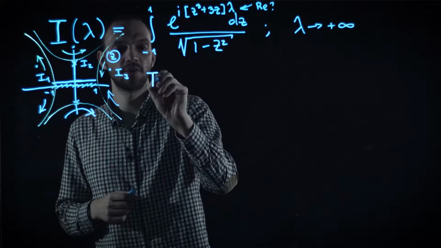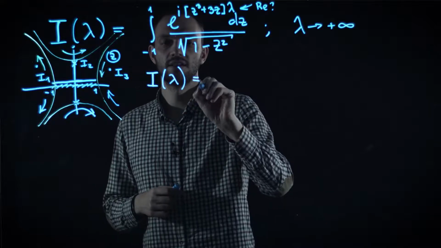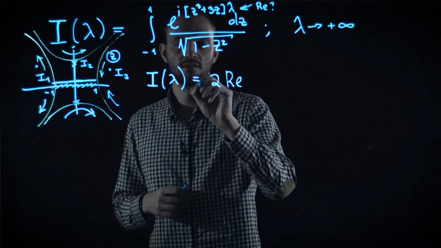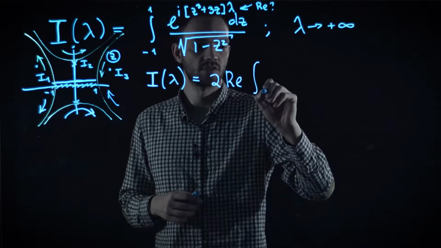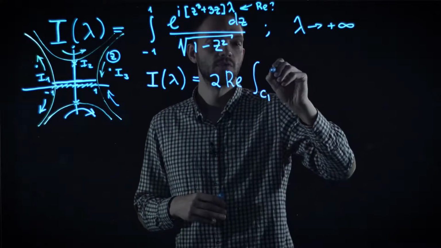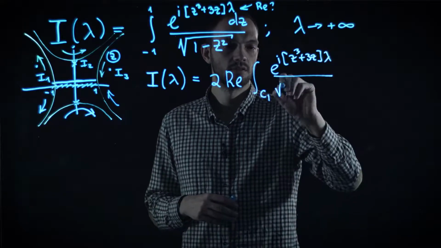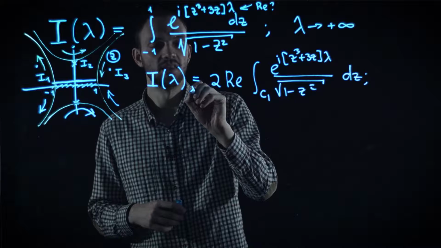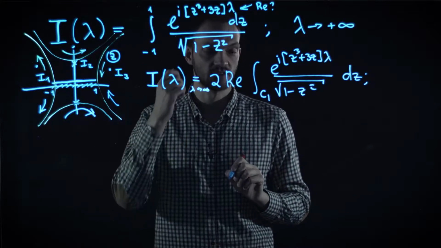So the simplified version of this I of lambda is two times the real part of the integral over C1. C1 is this part of the contour, of the exponent of I. And now, in writing this, we neglected this part I2, which is exponentially small.